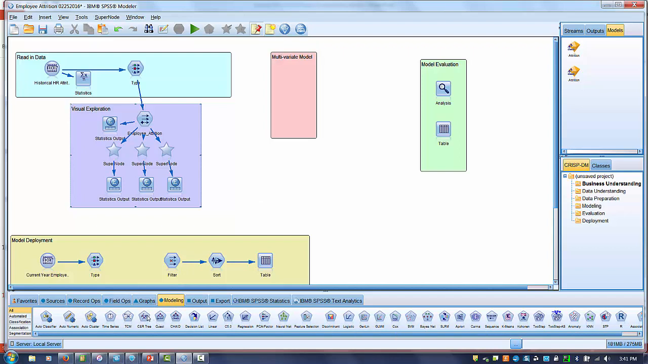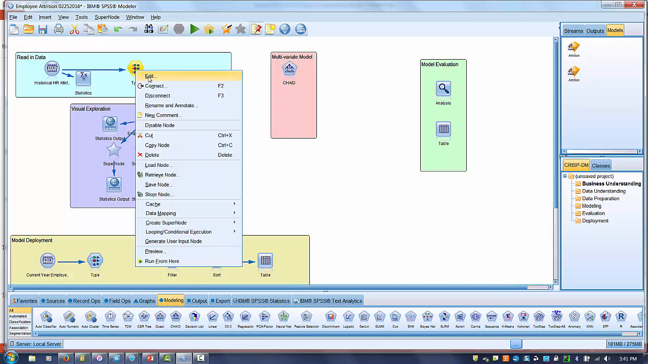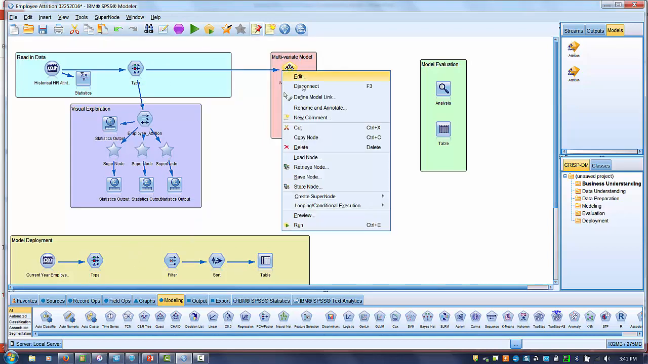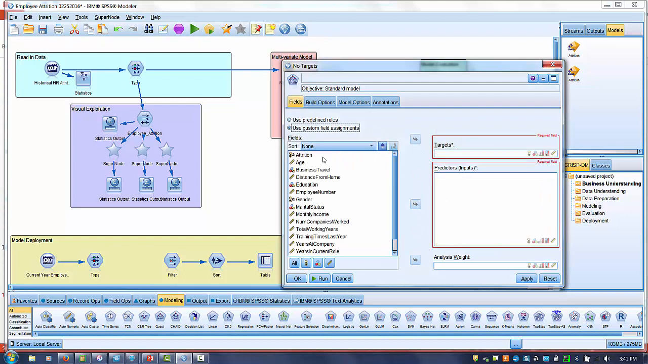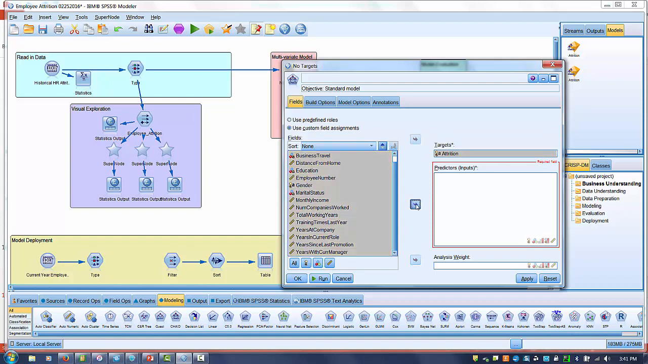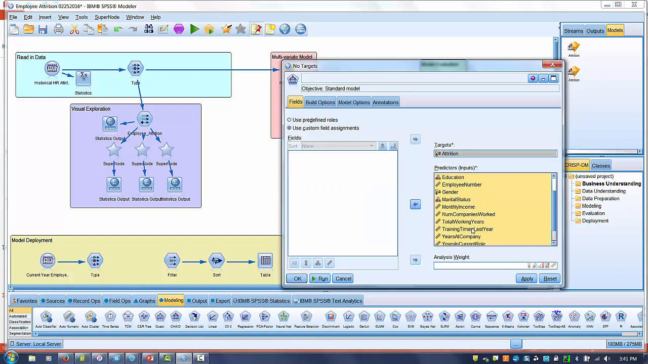In this case, we're going to use a decision tree, which is usually a good way to approach problems like this. Specifically, we're going to use a CHAID decision tree. Building a model in SPSS is very simple. All you have to do is know what you want to predict and what you want to use to predict it. In this case, we want to predict attrition, using those employee attributes.